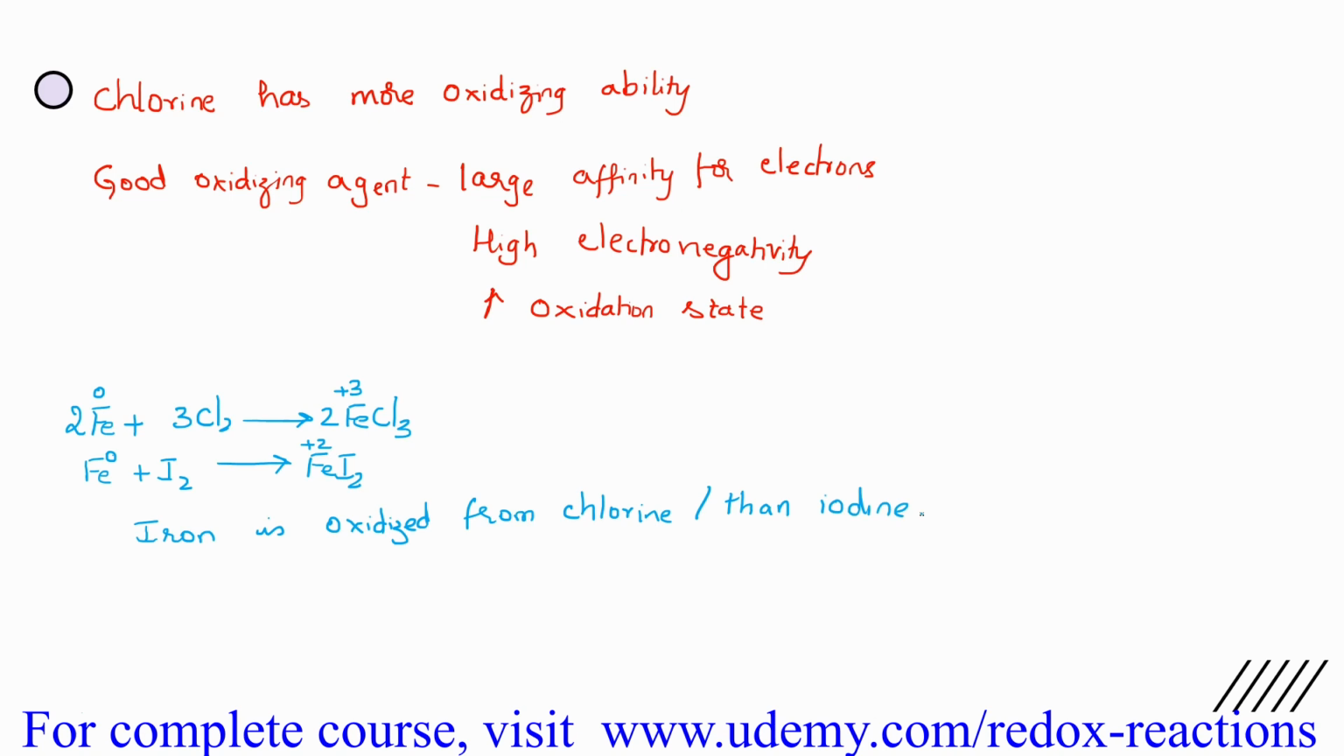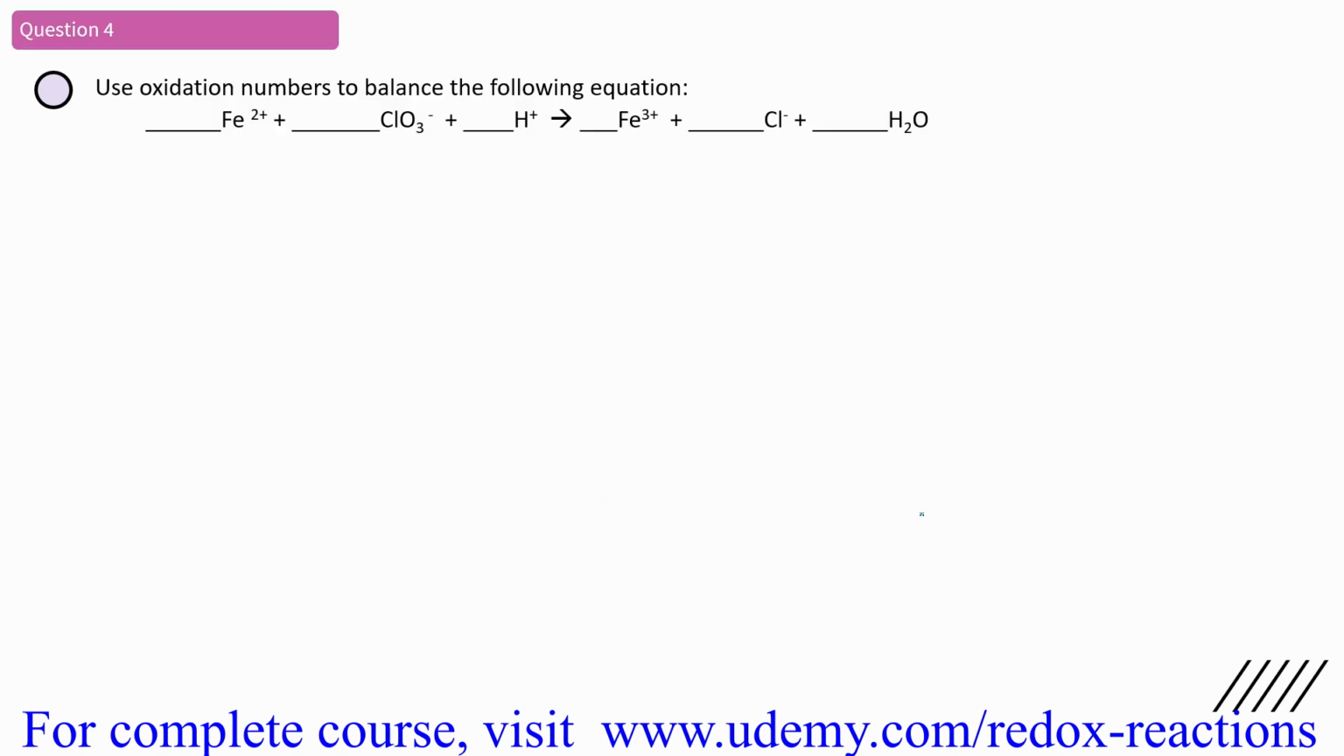Moving further, we have one more equation to balance, which is balancing the ions. We have iron ion and ClO3 minus ion in acidic medium, so we have H plus as well, giving rise to Fe3 plus ion, Cl minus ion, and water. So let us see what would be the answer for this question. The first step in balancing is to identify the species whose oxidation states have changed.